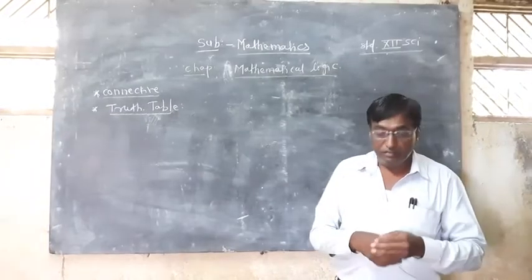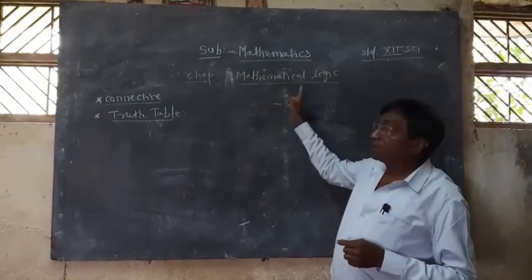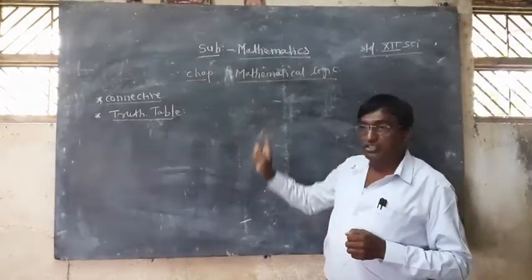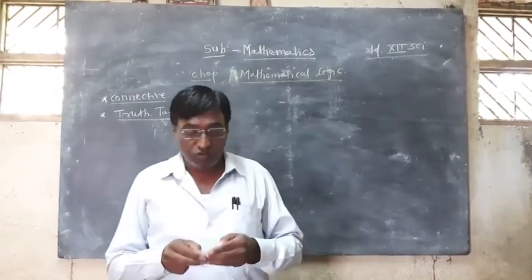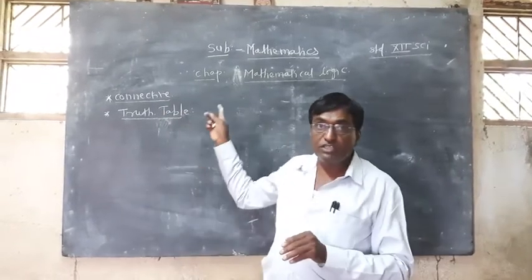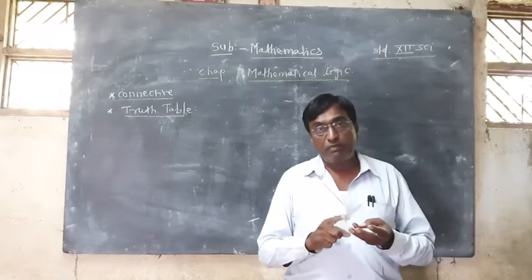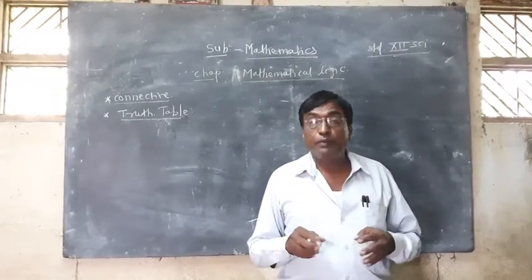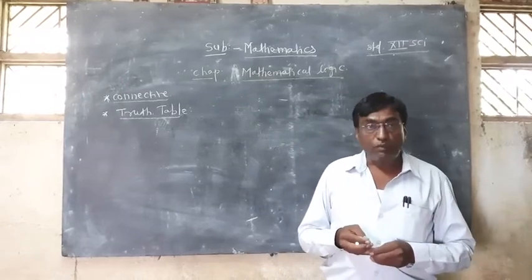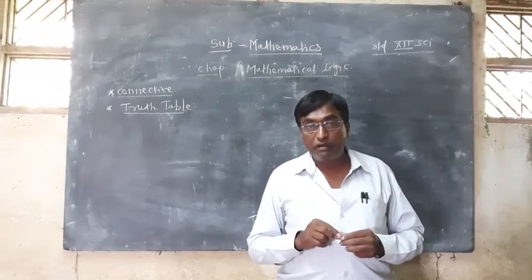Last lecture for this chapter, that is mathematical logic. We already saw some topics, and I will just revise them. First, the basic of this chapter, that is the statement. We know what is meant by statement. Again we saw the truth value also. After this we saw the types of statement, that is simple statement and compound statement.